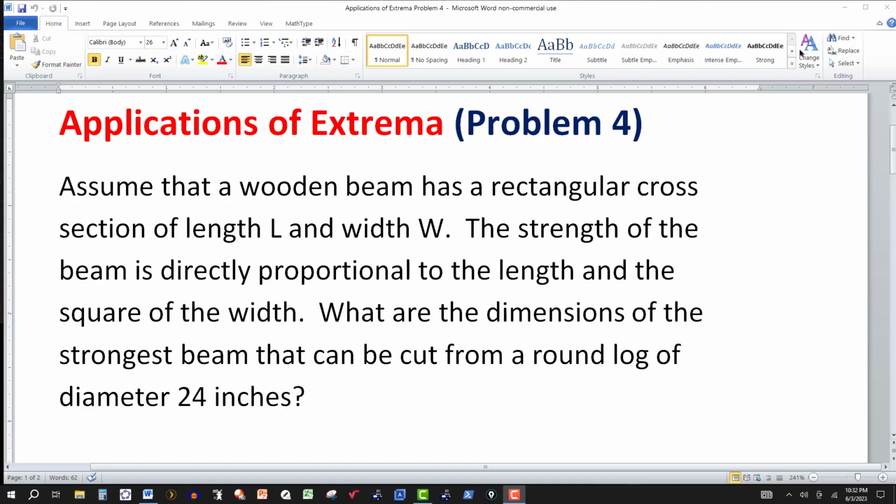Okay, we have another problem here dealing with applications of extrema. Assume that a wooden beam has a rectangular cross-section of length L and width W. The strength of the beam is directly proportional to the length and the square of the width. What are the dimensions of the strongest beam that can be cut from a round log of diameter 24 inches?